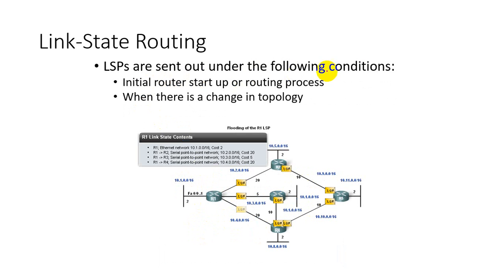LSPs are sent out under the following conditions: initial router startup or routing process start, and when there is a change in topology. For example, if this network is cut off from here, then this router will again send the LSPs to all the routers, so that the latest routing information will be available on all the routers.